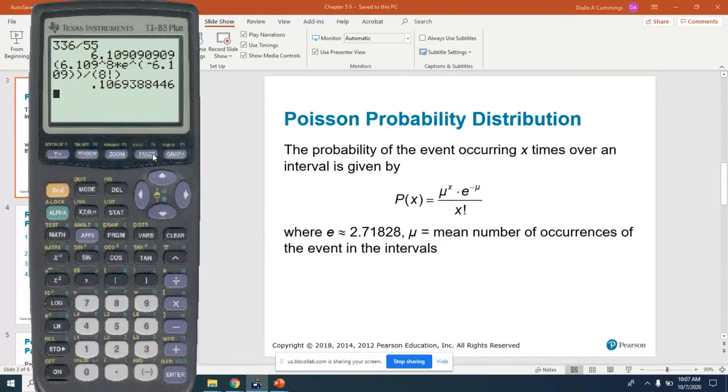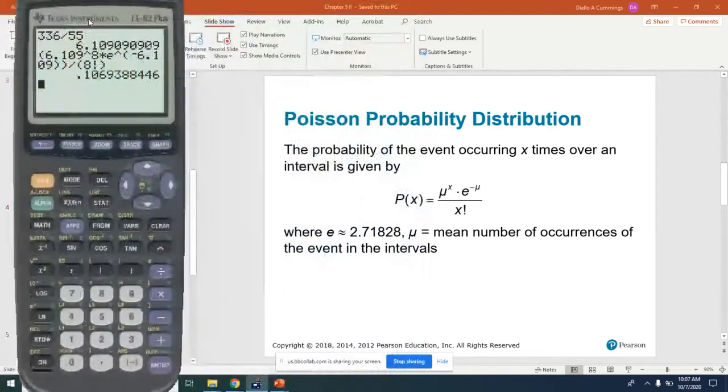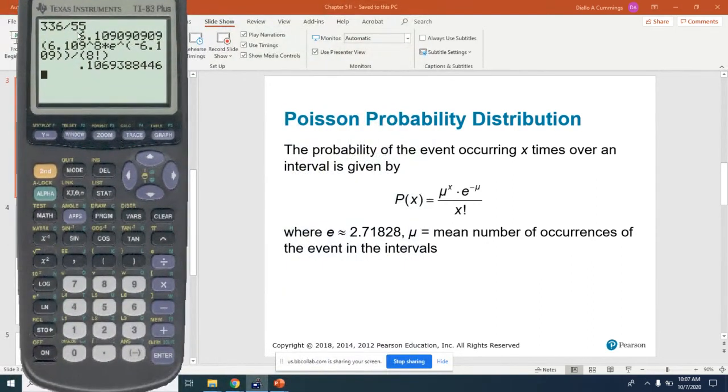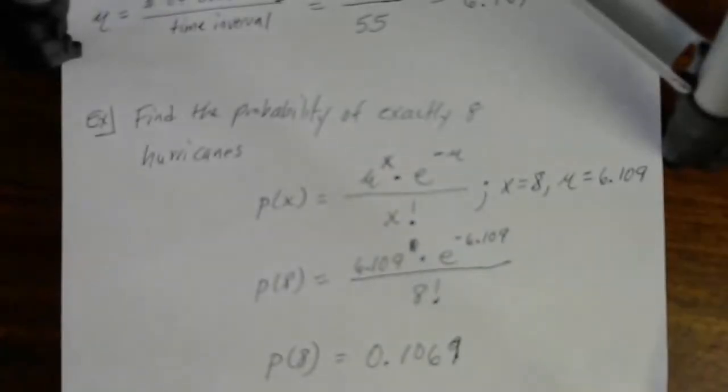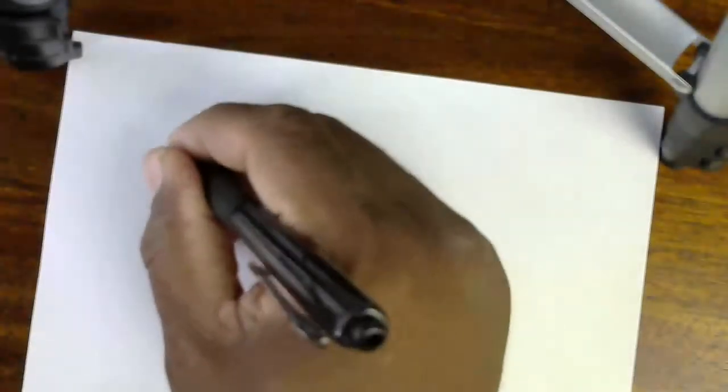So now, how do you use the calculator? I guess before I ask that, any questions on how we actually calculated this? All right, so this was our rough calculation for the probability of 8 hurricanes. In the calculator, we're going to use the Poisson Pdf.